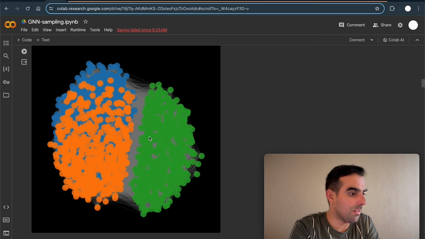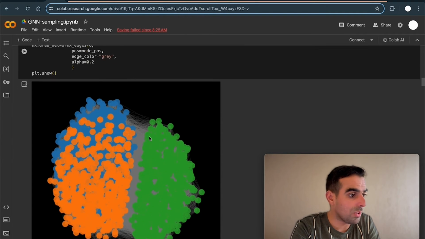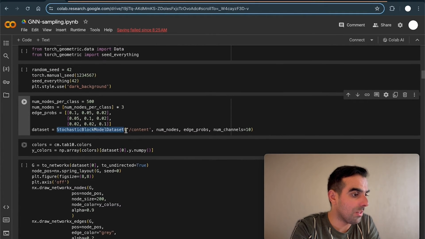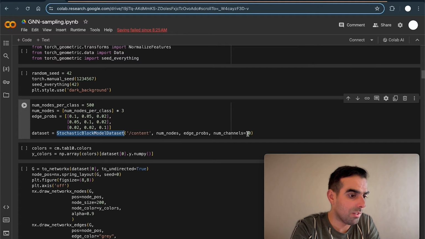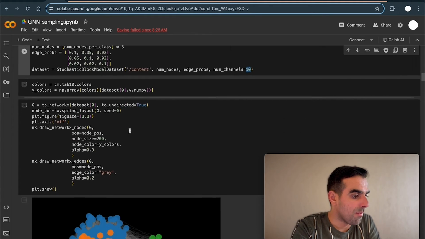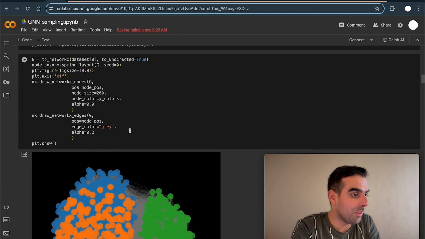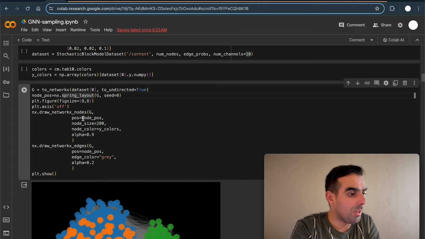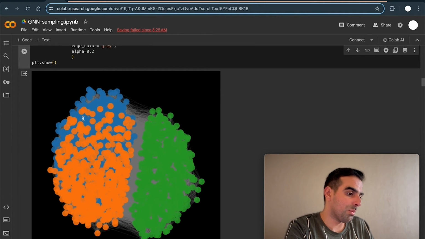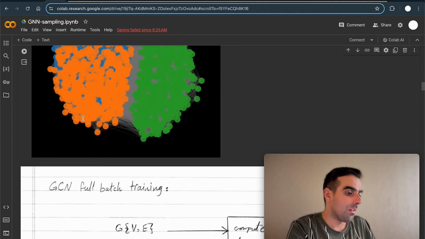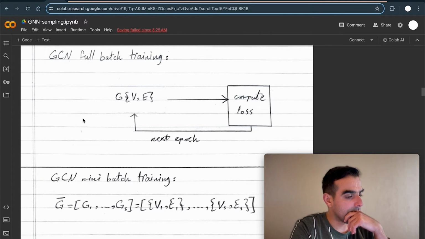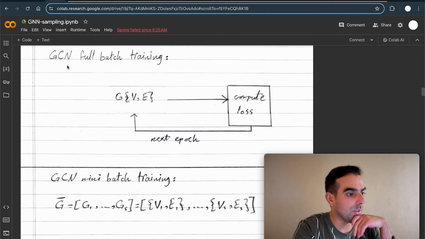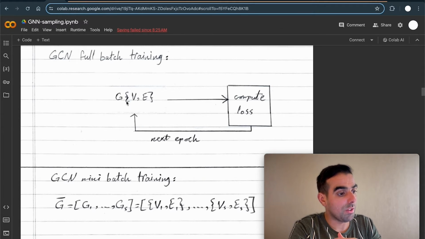Note that these are not the actual positions, because the actual positions are 10-dimensional here. These are mappings done by NetworkX spring layout. But it shows that there is an overlap between the orange and blue clusters. So here is how batch training works for GCN. If it's full batch, we are feeding the whole graph with a set of vertices and a set of edges to compute the loss.